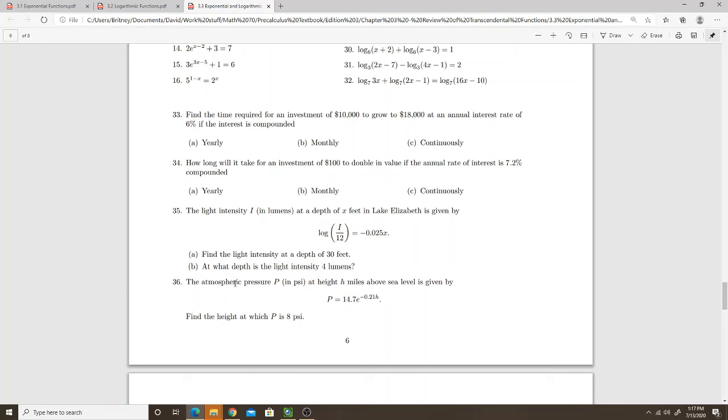For part B, it's asking you to do sort of the opposite. Like, at what depth is the light intensity 4 lumens? So this time they're giving you the light intensity I. So they're saying I is equal to 4. So plug in 4 for I and then solve for x, right? So that's just a linear equation. You plug in 4 for I, and then you divide by 0.025, and that's all there is to it. So that's it for 35.